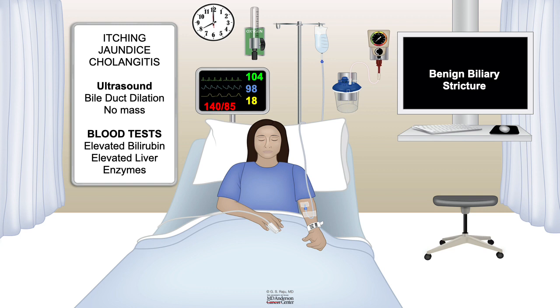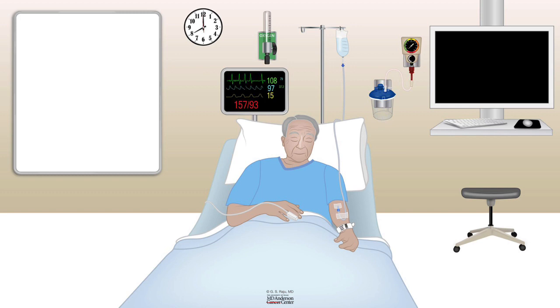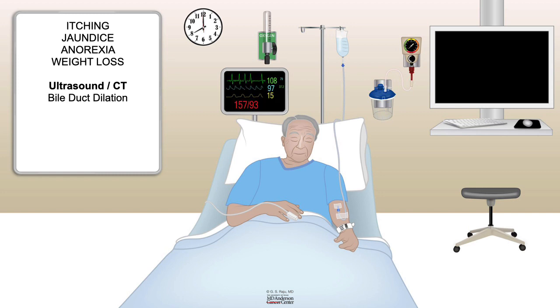So let us look at another presentation, that is malignant biliary stricture. Again, the patient presents with itching, jaundice, anorexia, and weight loss. Whenever somebody has itching, jaundice, along with weight loss, you should think about malignant biliary obstruction. When you do imaging studies, either ultrasound or CT, you will notice bile duct dilation or intrahepatic duct dilation and a mass surrounding that area. That suggests that there is a malignant biliary obstruction.